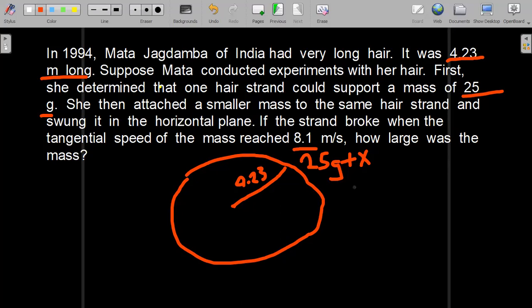When we go back to our formula, the centripetal force is given by the product of the mass and v squared over the radius. That's the formula we are supposed to use. We don't know the force, but what could have provided the centripetal force? Is it tension, or maybe friction? What do we think?